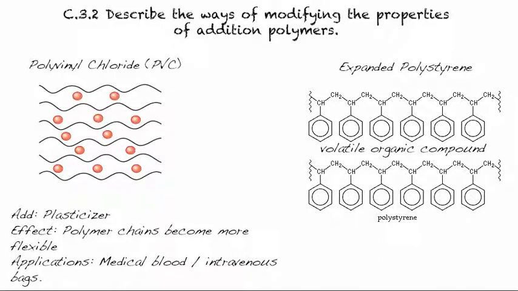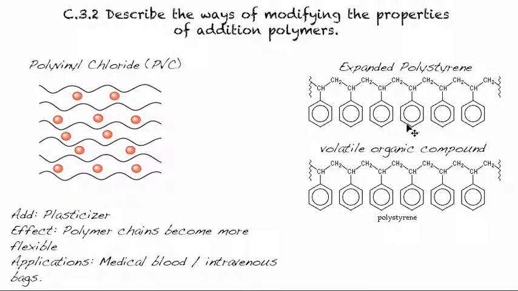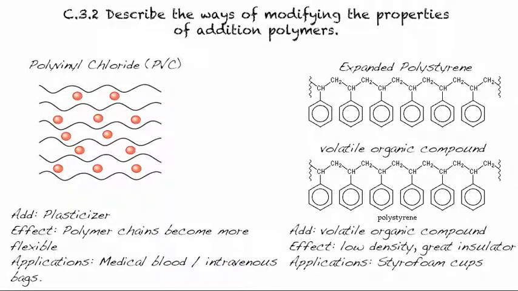And so what that would mean is, as some heat is introduced, that would become vapor, and that would push the layers apart. So you would end up with some bubbles or some expansion, and so we end up with that characteristic styrofoam. So add a volatile organic compound, you get low density. It's also a great insulator. That's why we use them as coffee cups.